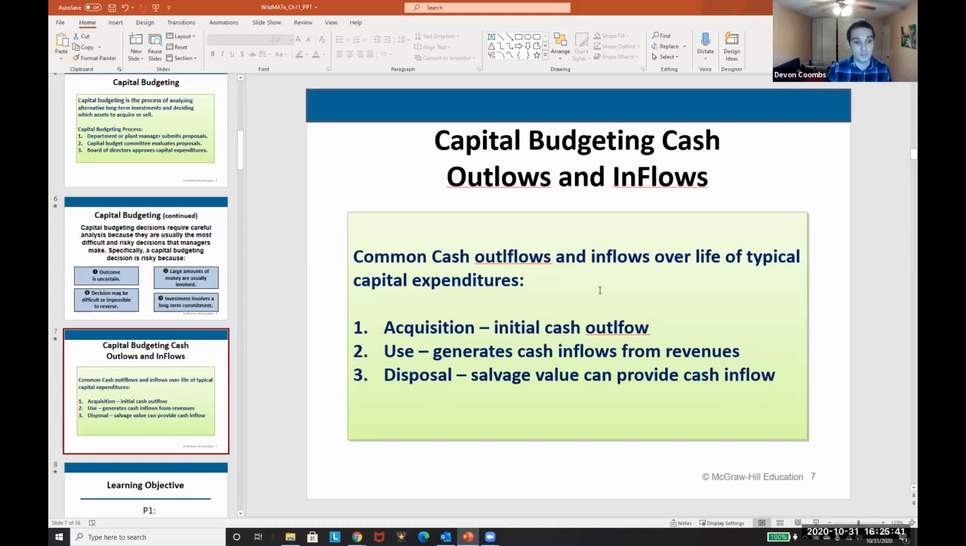So what are some things we can generate money from? Well, if we go back to our old cash flow statement from financial accounting, we have operating activities from our operations, investing activities, where we can sell some of our investments, or financing activities, where we can get money from banks or investors. That's our inflows. Our outflows are generally for acquisitions, use, and disposal when it's related to capital budgeting.